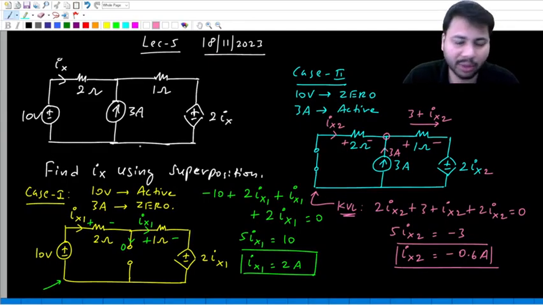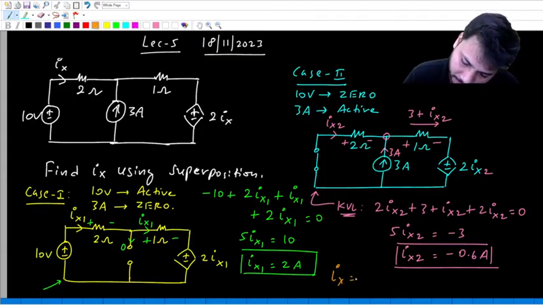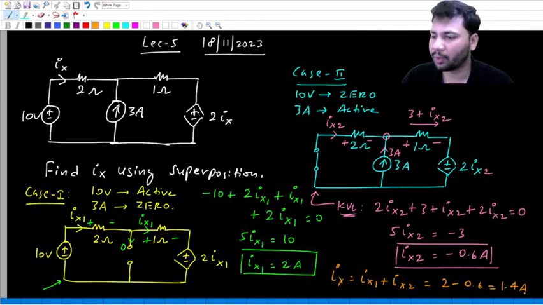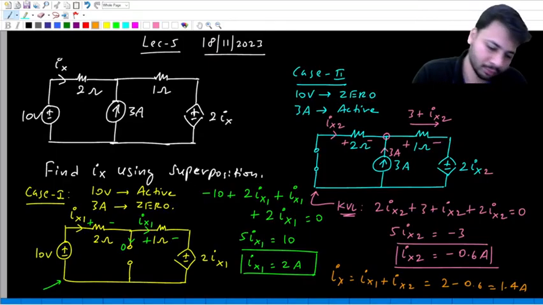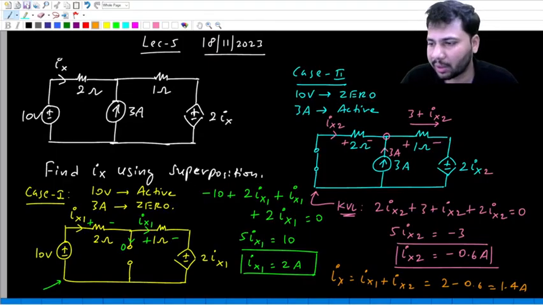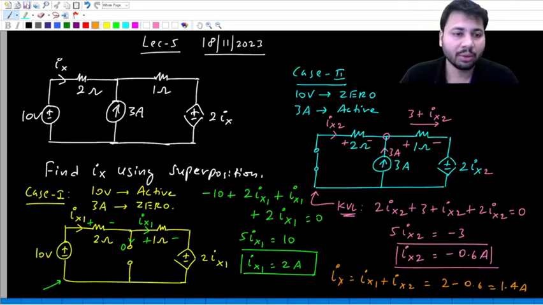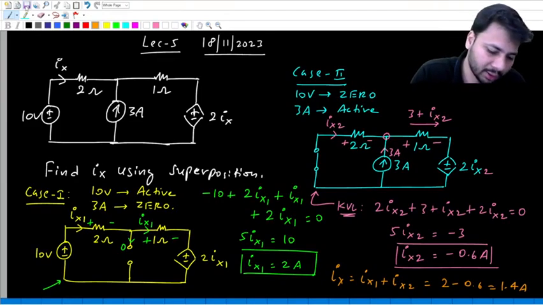But in the actual circuit, both the sources are going to be present or active at the same time. So what is the net value of Ix? The net value of Ix will be Ix1 plus Ix2, which is 2 minus 0.6 or 1.4 amperes, okay. Correct, Kanan, it is 1.4 amperes. So this is how we do our circuit analysis using, okay, 7 by 5, that's also correct, using superposition. Here we have to understand that during every case, the dependent source will remain as it is. You don't have to make the dependent source 0 or anything, okay.